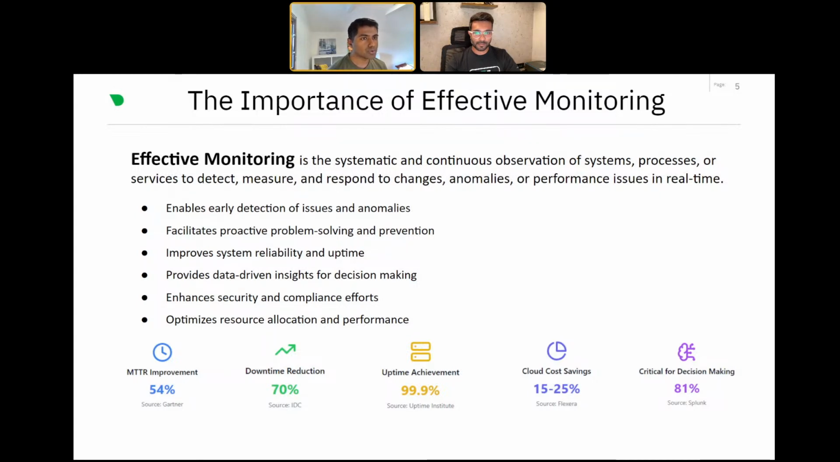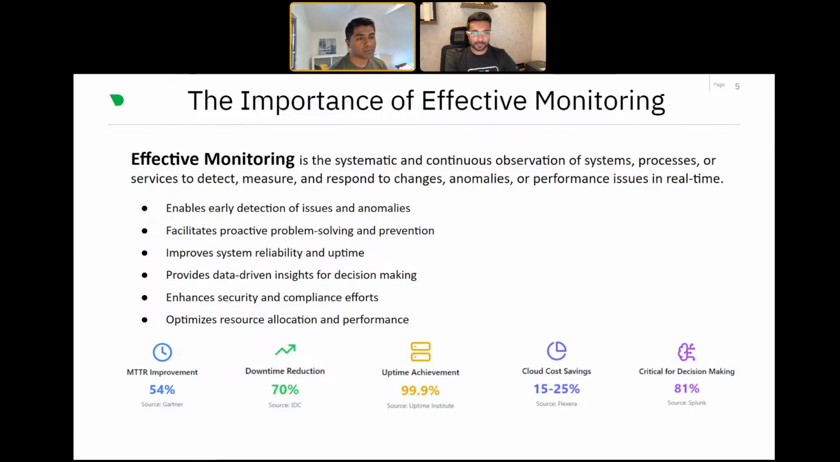You can also use effective monitoring for proactive problem solving, like I said. A problem doesn't need to exist, but you can look at the trends of the data and figure out this is where things are headed, and you can take steps to prevent it. It also improves system reliability and uptime as a result of those things. So your systems would be much more reliable. Your uptime numbers can be much better if you have effective monitoring in place.